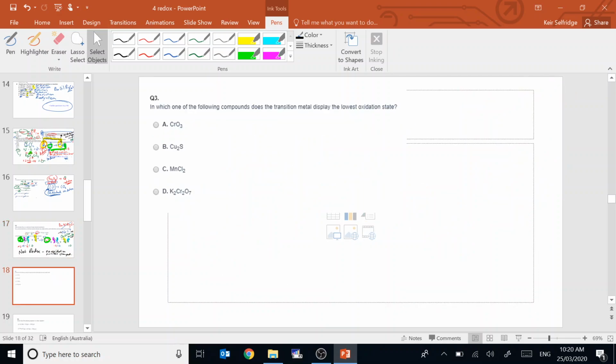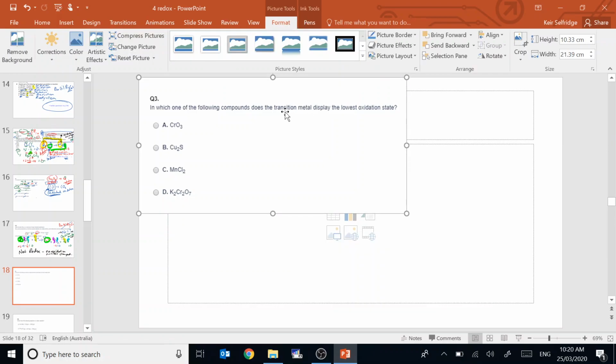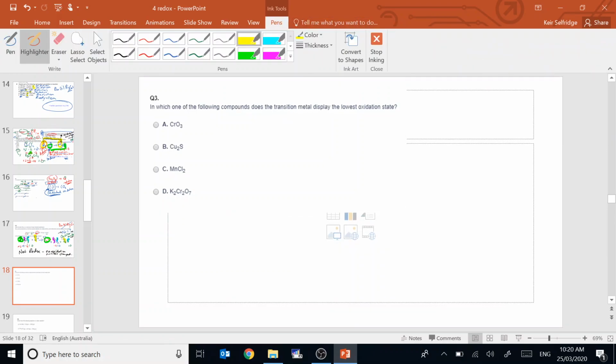Okay, let's look at one more question, or maybe the second one. In which of the following compounds does the transition metal display the lowest oxidation state? There's an interesting point here to make. Hopefully you'll know off the top of your heads, the transition metal is the Cr there, the Cu there, the Mn there, the Cr in there. So basically what we're looking for is something with an oxidation state that's low. Now, given that it's a metal, they should all be positive.